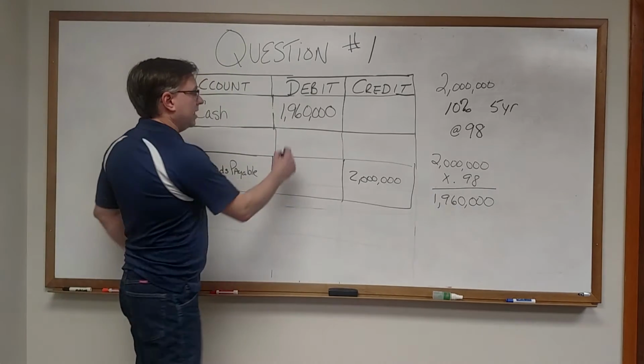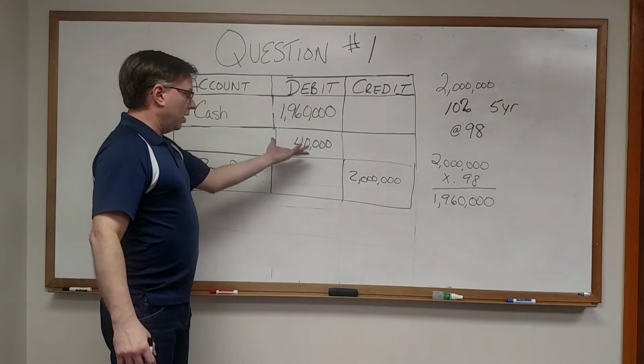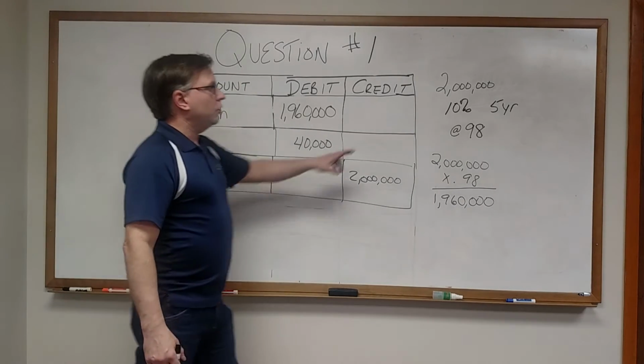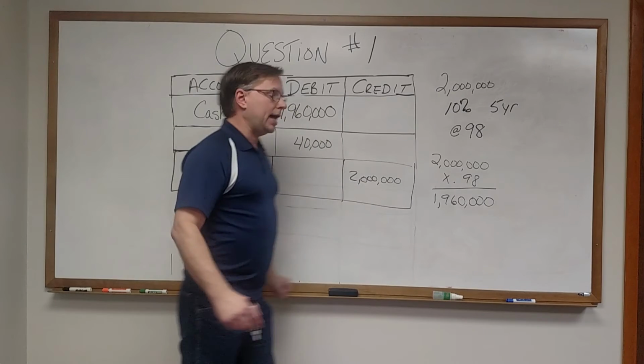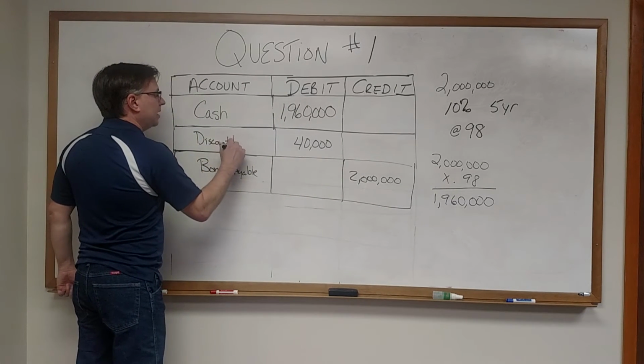But we got a difference here. That difference is $40,000 because our debits have to equal our credits. What is that $40,000? We call that discount on bond payable.